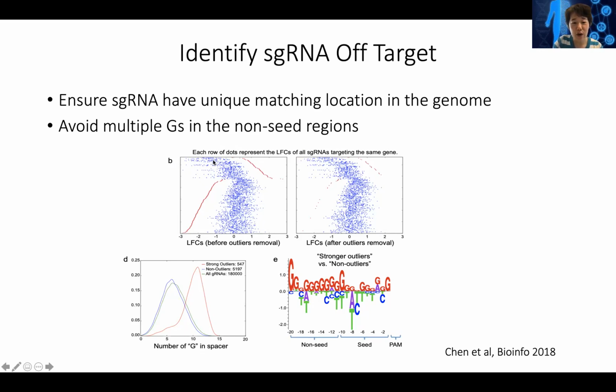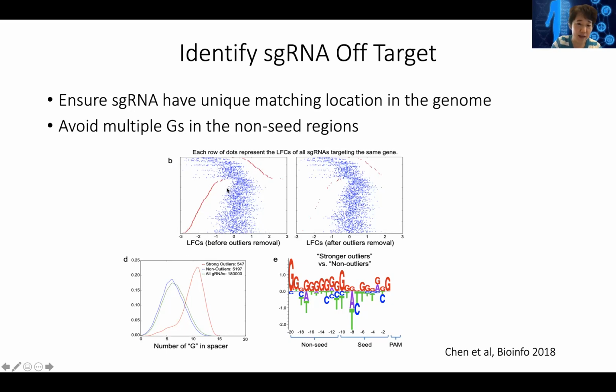And so again, we look at many genes where each row is one gene, and we design many different guides along the gene. You can see most of the genes give you similar selection level, but then we would see some genes that suddenly give you very strong outliers, either significantly positively selected or significantly negatively selected, which suggests that something is wrong with this guide. It's probably giving you an off-target cutting effect.